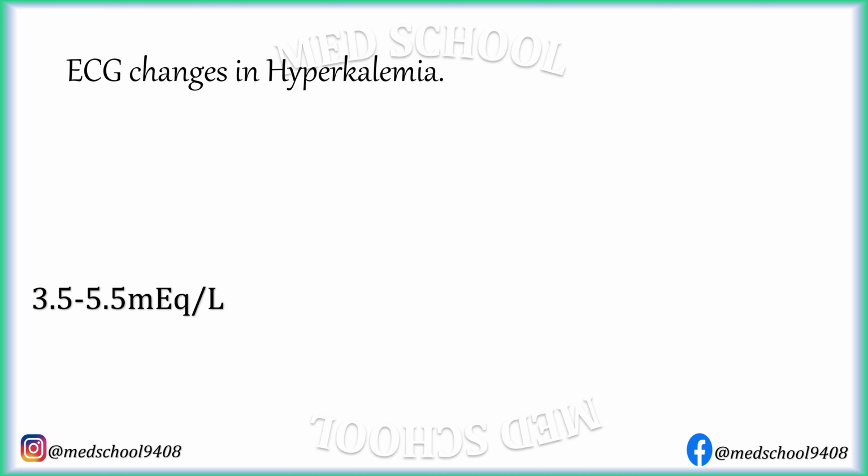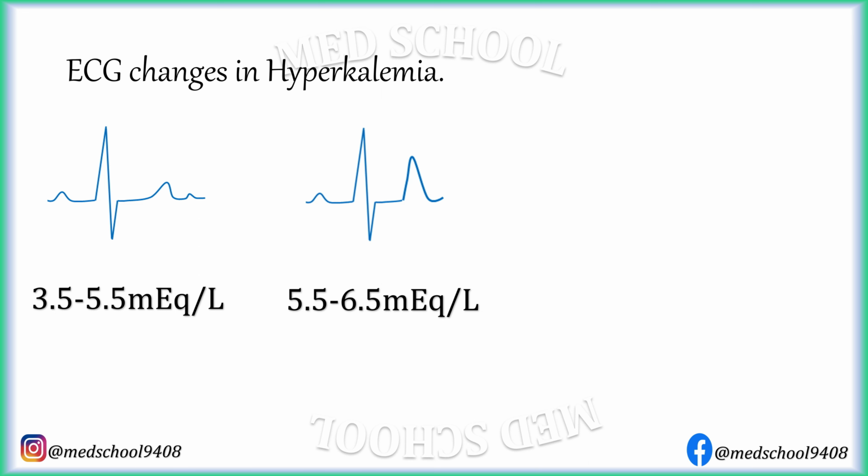When serum potassium level is in normal range, ECG is also normal. When serum potassium level is between 5.5 to 6.5 milliequivalent per liter, first ECG change will be tall peaked asymmetric T wave. Peculiarity of tall T wave in hyperkalemia is that slope of ascending limb of T wave is steeper than descending limb, which is in contrast to normal T wave, where slope of descending limb is steeper than ascending limb. QT interval is shortened.